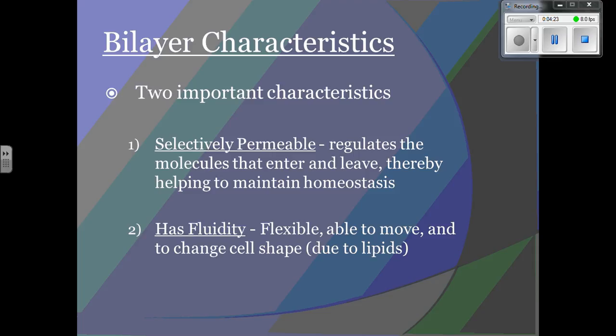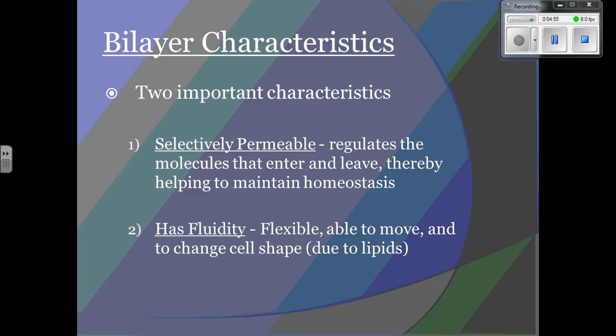Looking at just two really important characteristics that I've stressed previously, because of this makeup, because of the phospholipid bilayer and the polarity and the non-polarity of the membrane, the membrane is selectively permeable, regulating what's coming into the cell and leaving the cell, and that helps maintain that word that we highlighted on the board, homeostasis, maintaining that balance. We can't have too much coming in or too much leaving, or that's going to be bad for the cell.